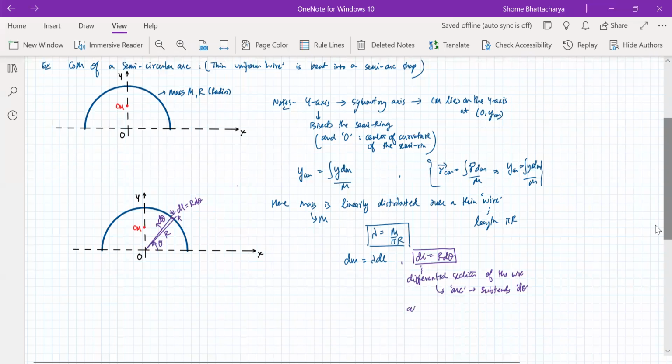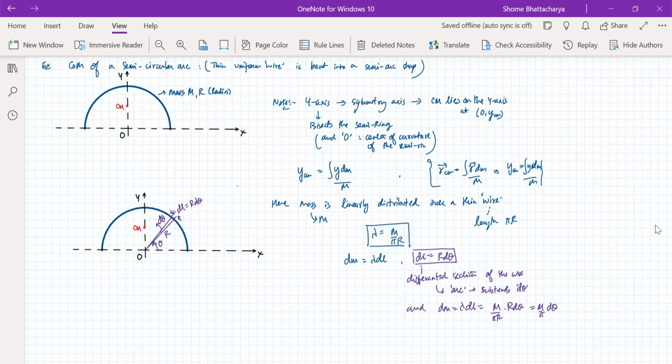So you can see, dm, which is lambda dl, will become m upon pi r into r d theta, so m by pi d theta. Now we will substitute dm in the above integral as m by pi d theta. Then what is the variable of integration? The variable of integration is going to be theta, because we have replaced dm in terms of d theta.